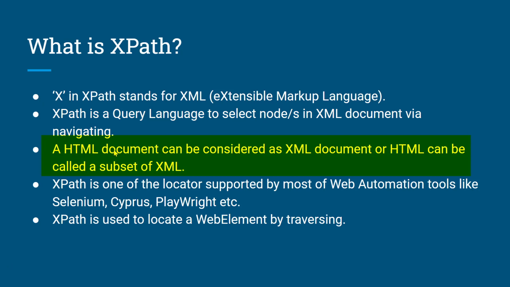An HTML document can be considered as an XML document, or HTML can be called a subset of XML. HTML stands for hypertext markup language, and XML is also a markup language, and we have a lot of similarities here like syntax, nodes, attributes. But the major difference between XML and HTML is that XML is commonly used to store and transfer data over the internet, but HTML is used to display information using a browser.